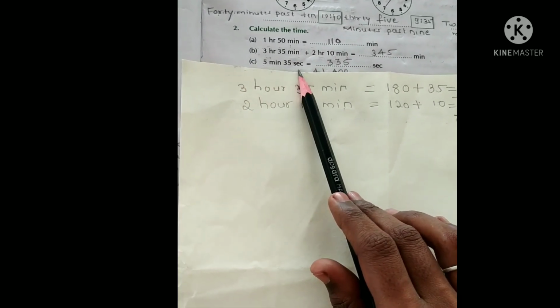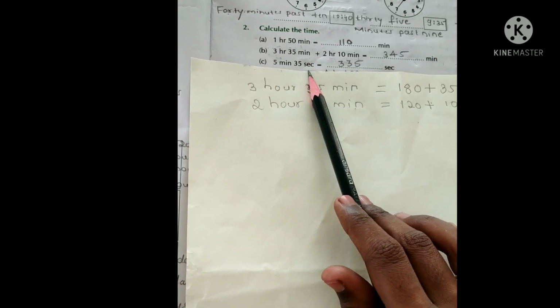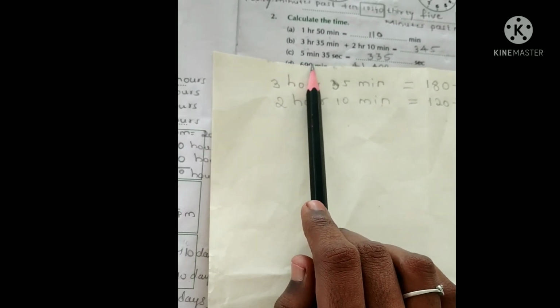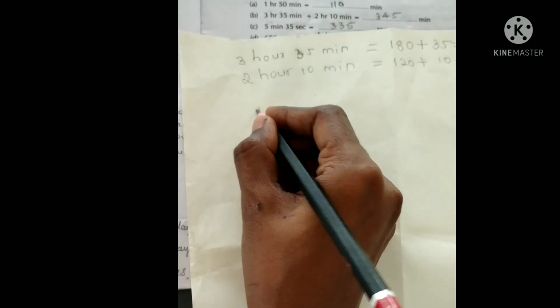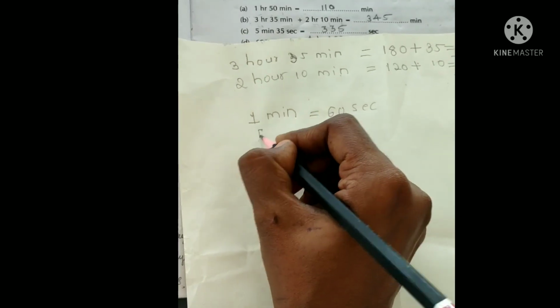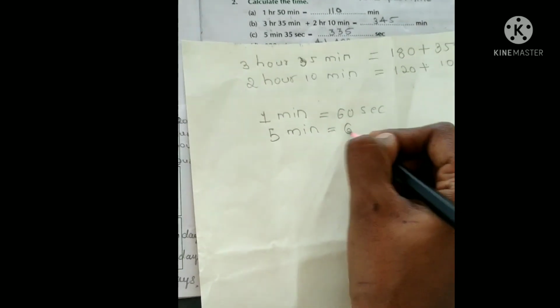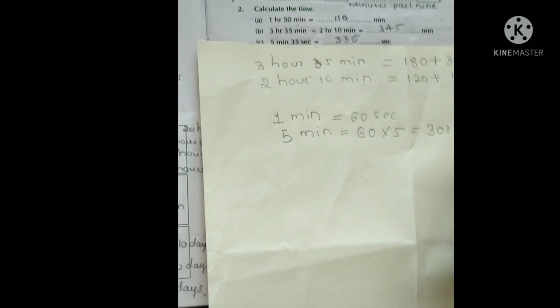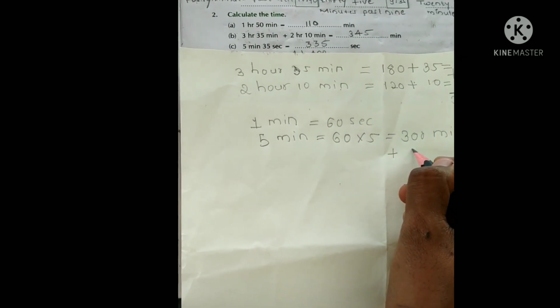5 minutes 35 seconds. Now what do you do? Convert the minutes in terms of seconds. 1 minute is equal to how many seconds? For 1 minute we have 60 seconds. So for 5 minutes, 60 into 5 is equal to 300 seconds. So add this number to the 35 seconds.